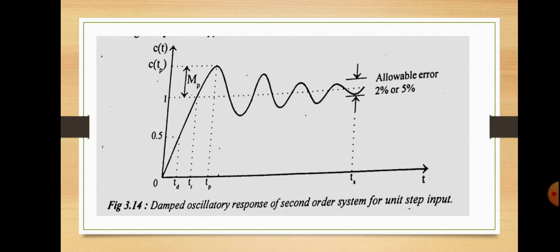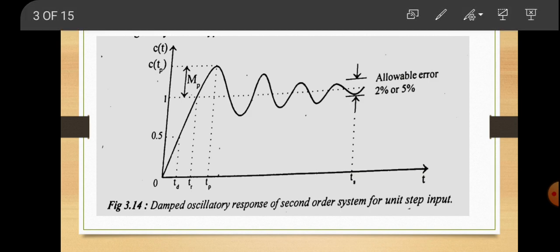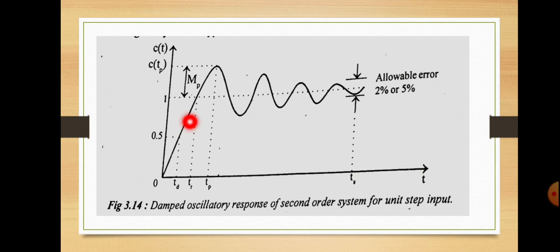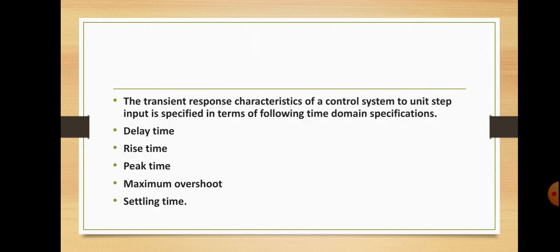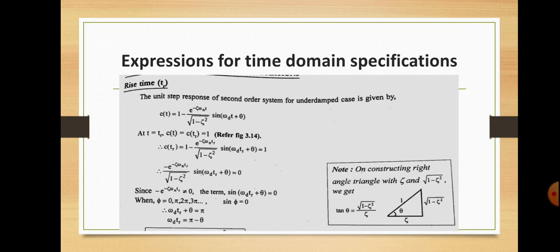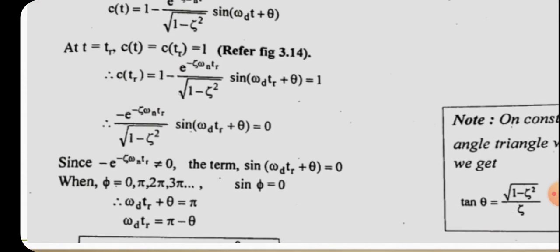That equation contains sine terms and exponential terms. So this curve also contains an exponential rise portion, and the sinusoidal portion is also there in this curve. You can see that this part represents the exponential part, and this is oscillatory in nature, that is the sinusoidal term. So this is the curve corresponding to that equation. C of t is equal to 1 minus e raised to minus epsilon omega n t divided by square root of 1 minus epsilon square, into sin of omega d t plus theta, is the unit step response of the second order system for the underdamped case.